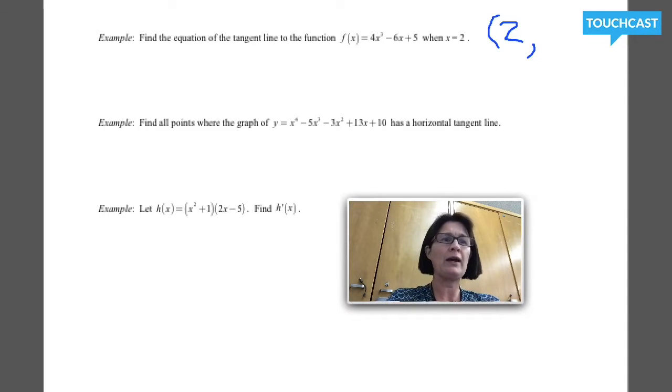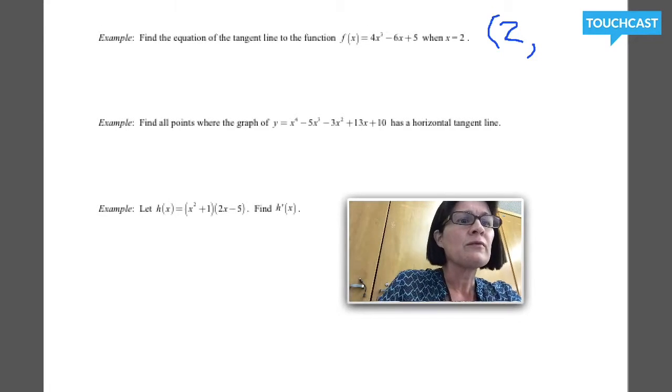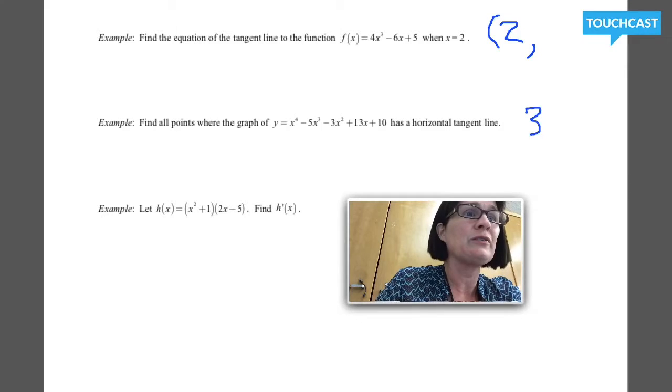How am I going to find the y? I'm going to put that x into my function as the input. So 4 times 2 cubed, oh goodness. 4 times 8 is 32, minus 6 times 2, 12, plus 5. Is that 25?